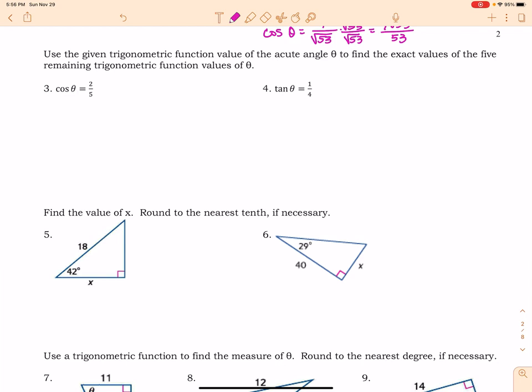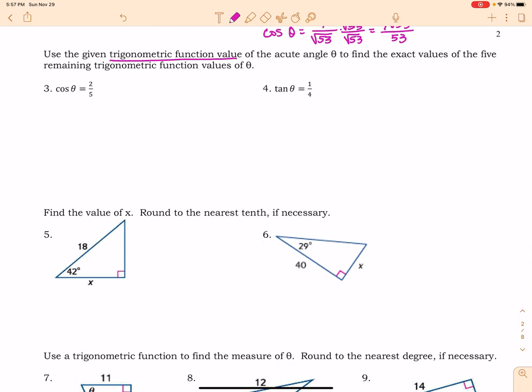These are a little different. Use the given trigonometric function value. So I've given you that cosine theta is 2 over 5 here, and tangent theta is 1 over 4 of the acute angle theta to find the exact values of the 5 remaining trigonometric function values of theta. Okay, so what you're going to do here is you're going to use your knowledge of SOHCAHTOA to build your right triangle and find the other 5 trigonometric ratios.